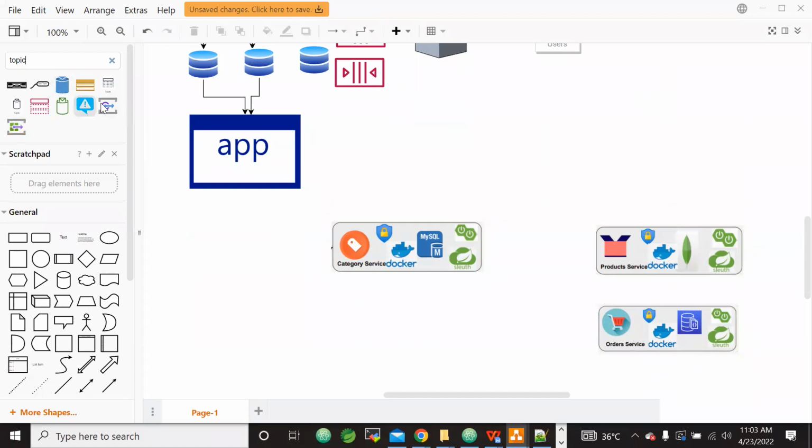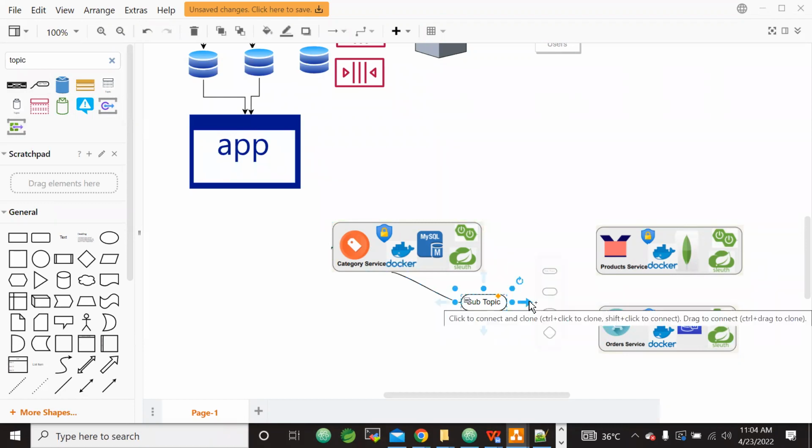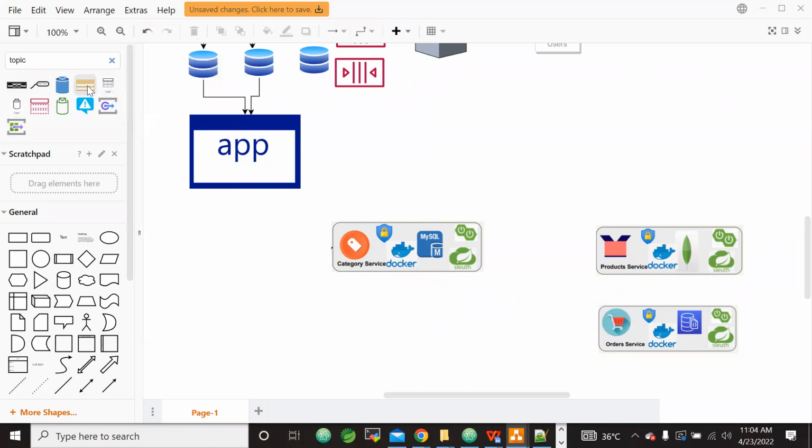So in Kafka, we call them topics basically. Let us take one topic. So this is the topic. Subscribers can subscribe to it, and producers can produce to it. I'll just keep it like this. This is the topic. So now what will happen? The category service will update the data to this topic, and the other services will connect to this topic and consume the data.